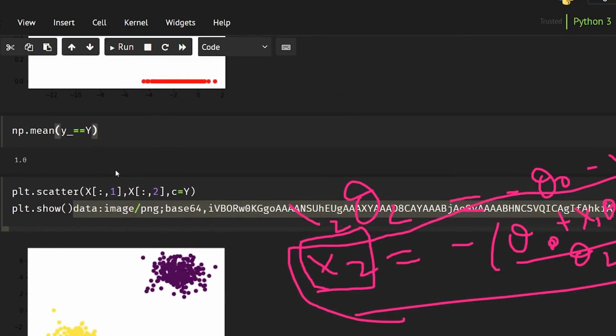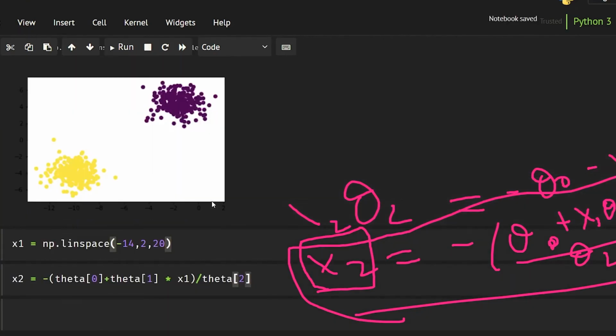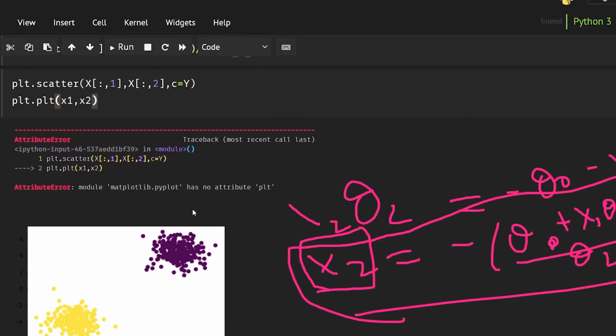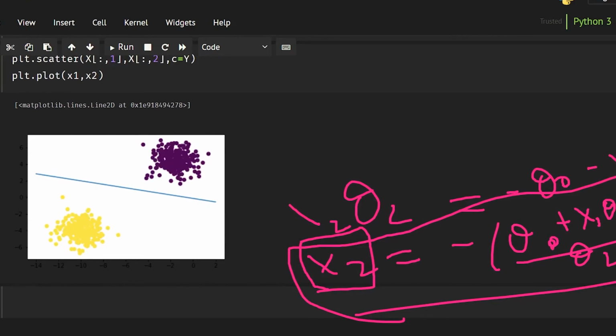Now I'm going to plot this value again, and this time I'm also going to make a line, the separation line between these values. So I'm going to pass x1 and x2. Okay, it is showing us an error, it should not be plt.scatter but plt.plot, and as you can see here, this is our separation line. Every point that is above this line is going to belong to this class, and every point below this line is going to belong to this class.